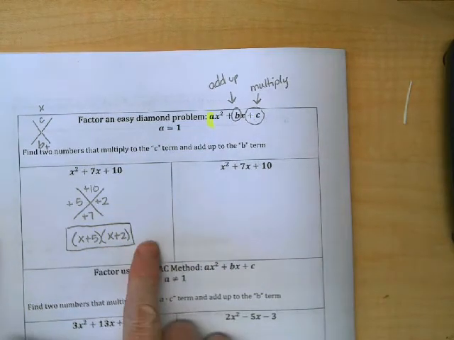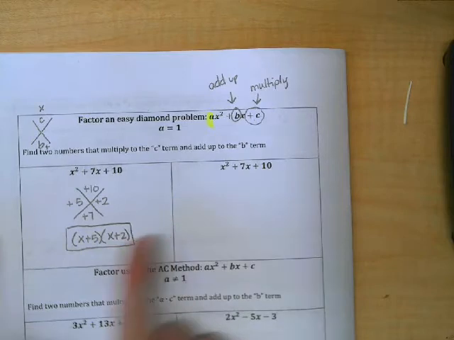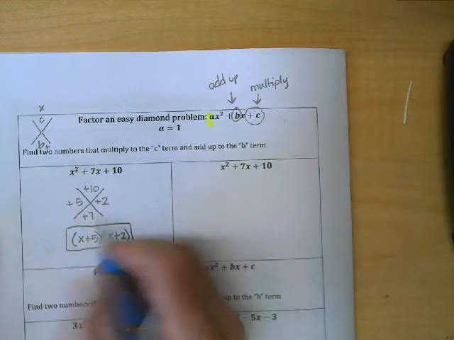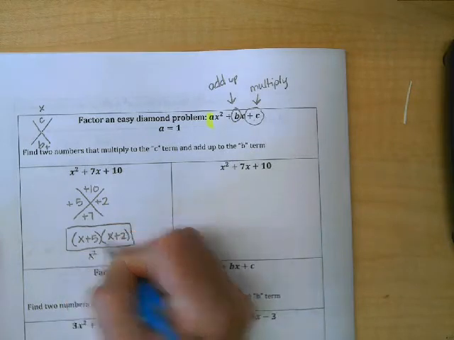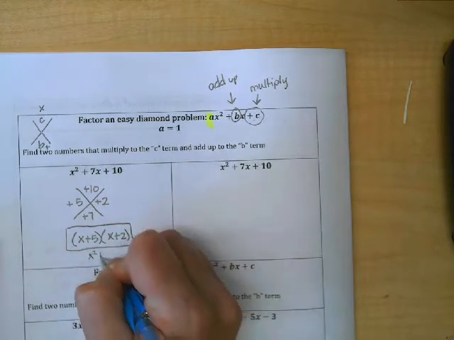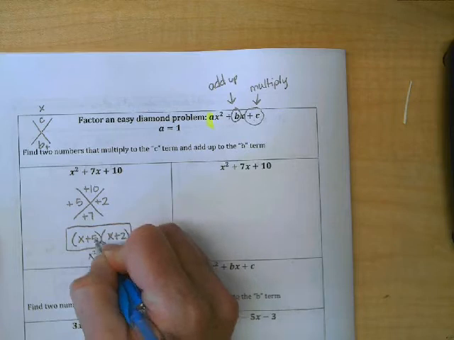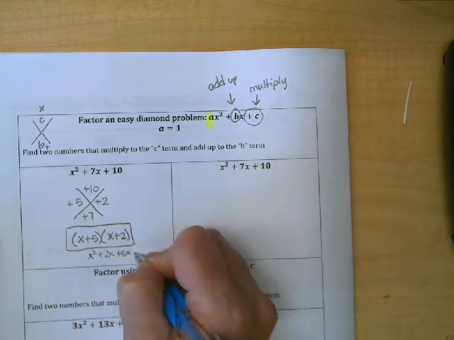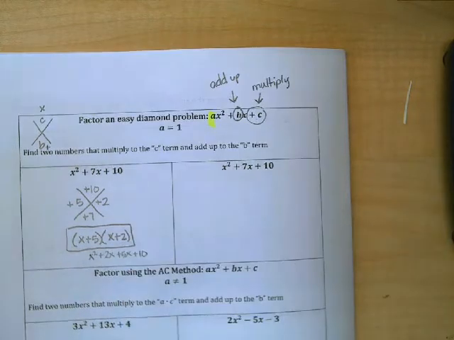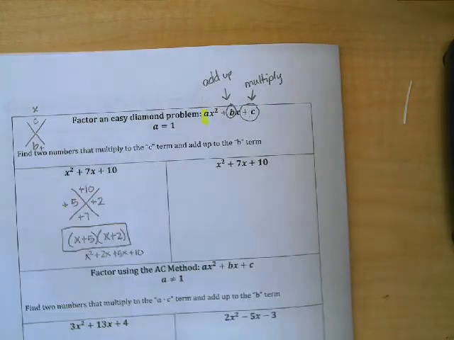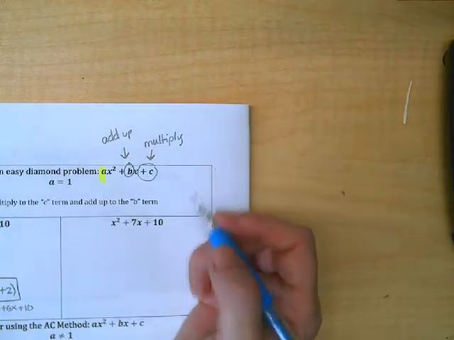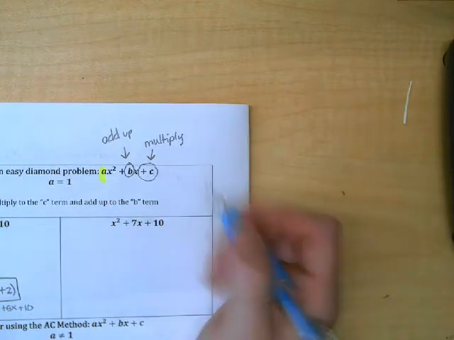Now, we can check our solution, but that is factored. I can't go any further because there's no equal sign. So let's check. X times x is x squared. X times 2 is 2x. 5 times x is 5x. 5 times 2 is 10. Yep, x squared plus 7x plus 10. We know we did it right. Here, I just wrote the same problem twice. That didn't help. Let's change this one.